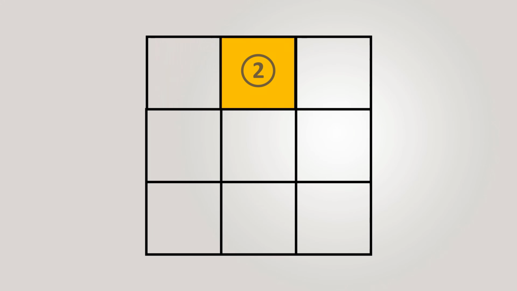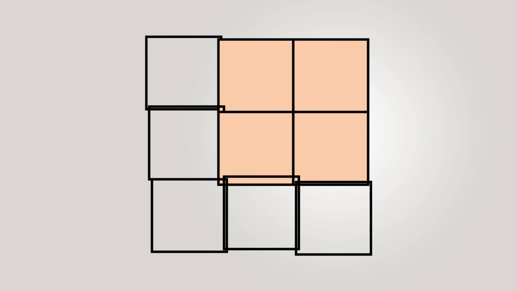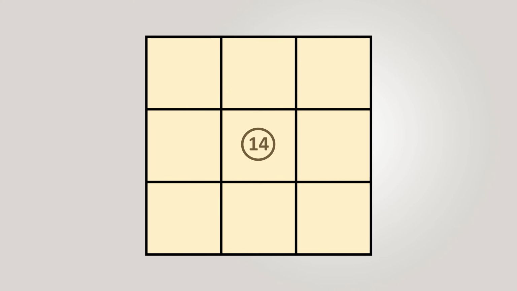1, 2, 3, 4, 5, 6, 7, 8, and 9. Even though small squares are easy to see and identify, let's look at the medium-sized squares. There are 4 of them. Number 10, number 11, number 12, and number 13. And then there is one large square. This is number 14. What do you think about this challenge?